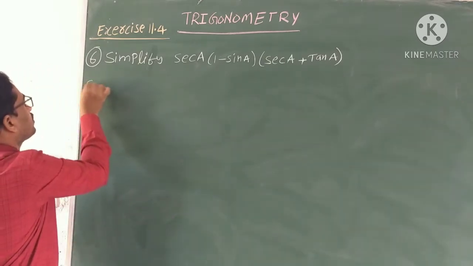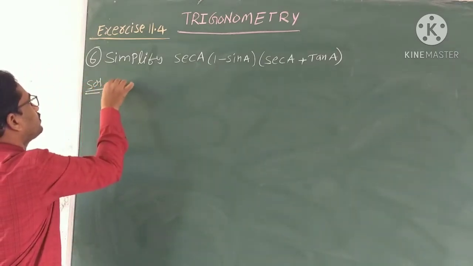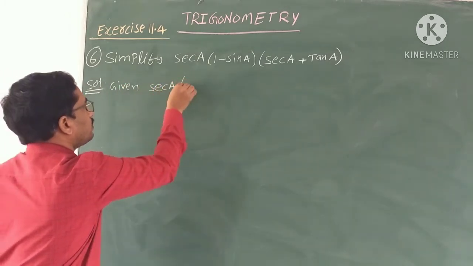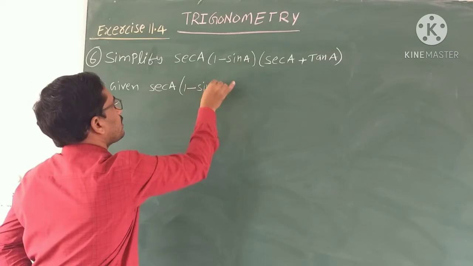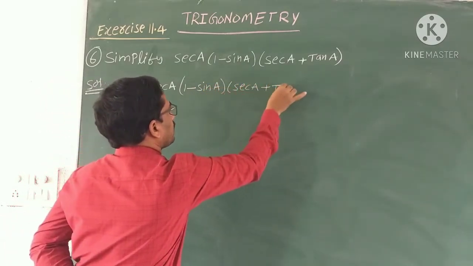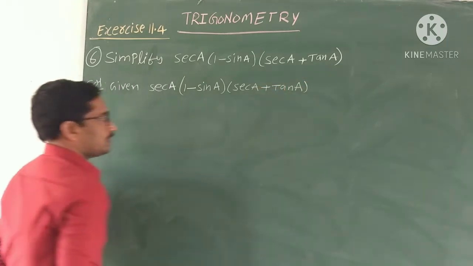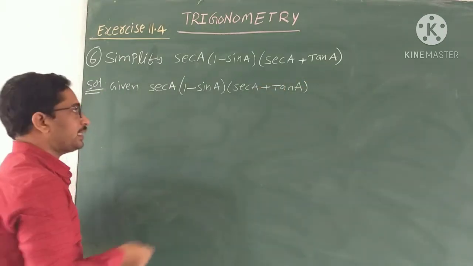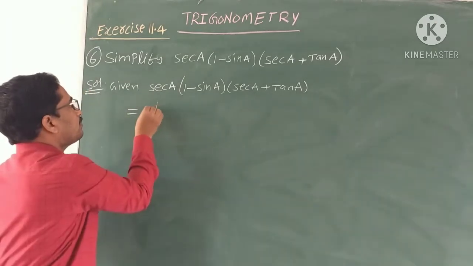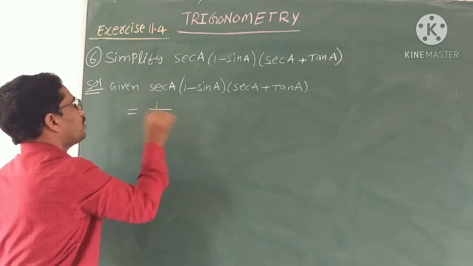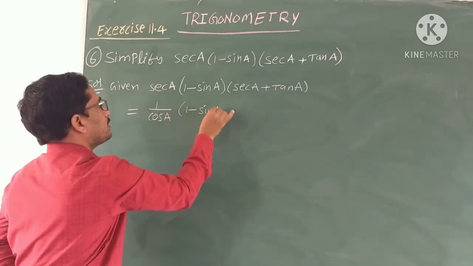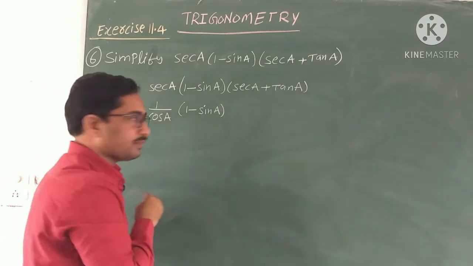Solution: first write the given expression, (sec A)(1 minus sin A)(sec A plus tan A). Now this is the given data. So convert sec and tan in terms of sin and cos. Sec A equals 1 by cos A, and 1 minus sin A stays as it is, because it is already in terms of sin.